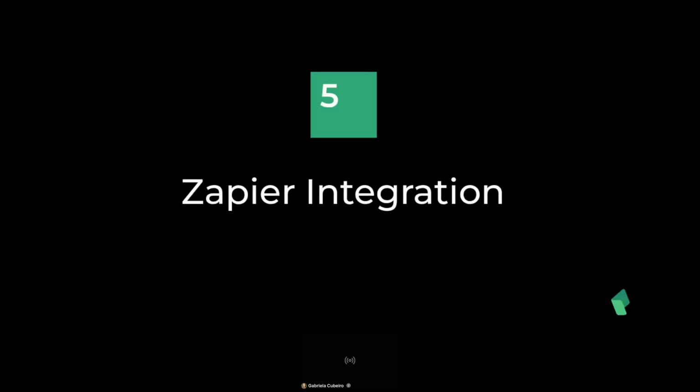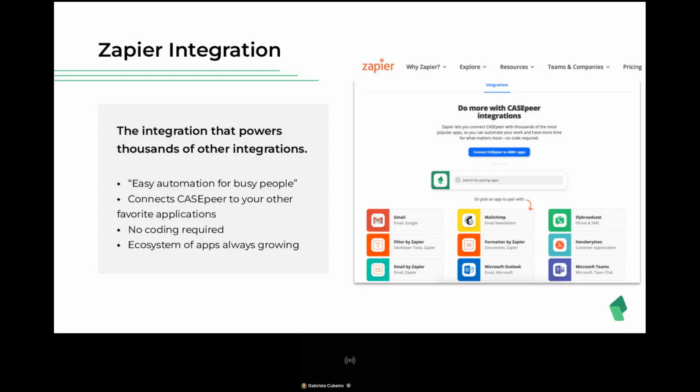That brings us to our Zapier integration, which I'm very excited to talk about. So, this is an integration that powers thousands of other integrations. How many people are familiar with Zapier? Anybody? So Zapier likes to call itself easy automation for busy people. It's a no code tool or no code site that allows you to connect CasePeer to your other favorite applications. And of course, connections between your other applications that don't touch CasePeer at all.